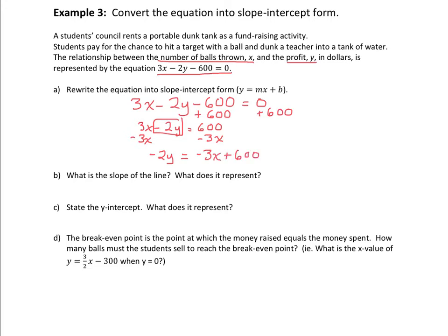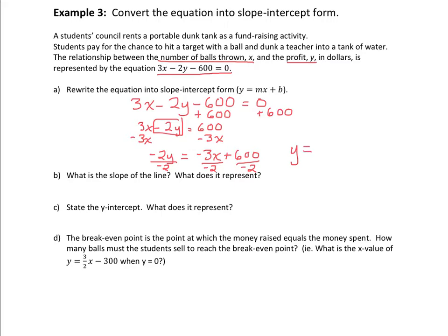The last step we need to do to get the y completely by itself is we're going to divide both sides by negative 2. And when we do that, we need to divide every term by negative 2. When you're multiplying or dividing, you have to do every term. And that leaves us with y by itself on the left side.